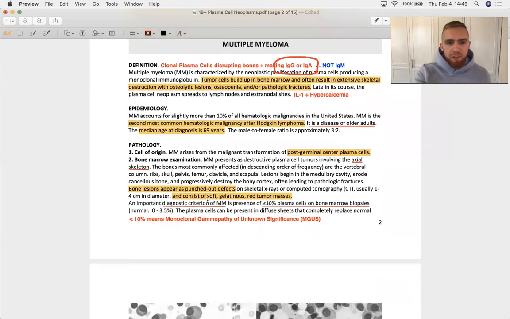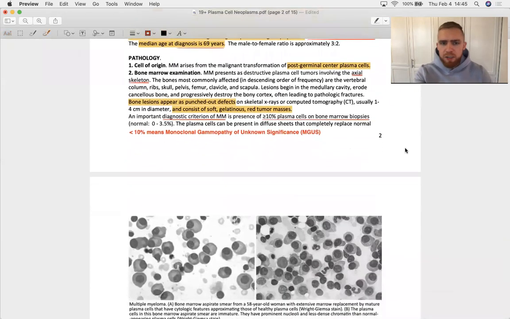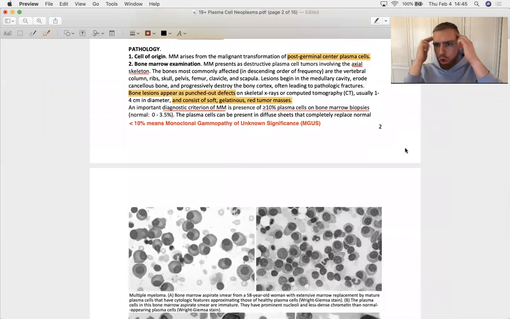So this is a common disease. It is a disease of the elderly, median age of diagnosis 69 years. You virtually do not see multiple myeloma in a young adult or a child. The axial skeleton is most often involved, so the skull and then vertebral columns and the pelvis and ribs.